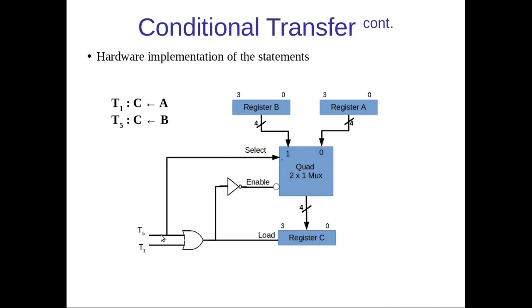And if T5 is equal to 1, then a 1 will reach here, and corresponding to that, register B will be selected and reach into register C. And if T5 becomes 0, then register A will be selected and the content of register A will reach into register C. Okay.